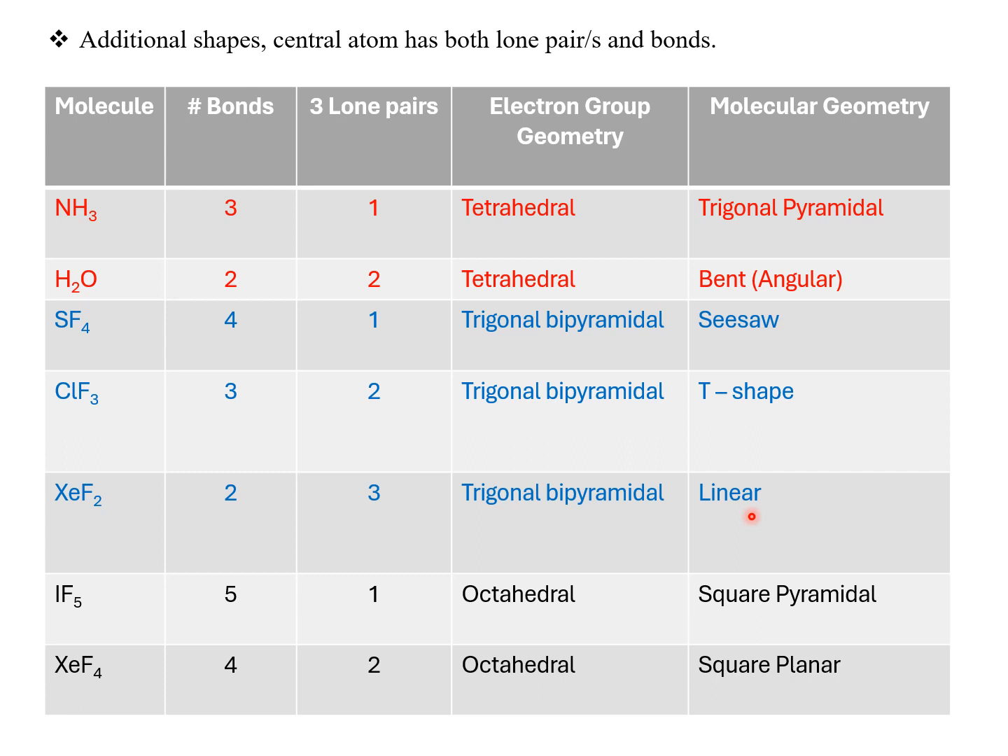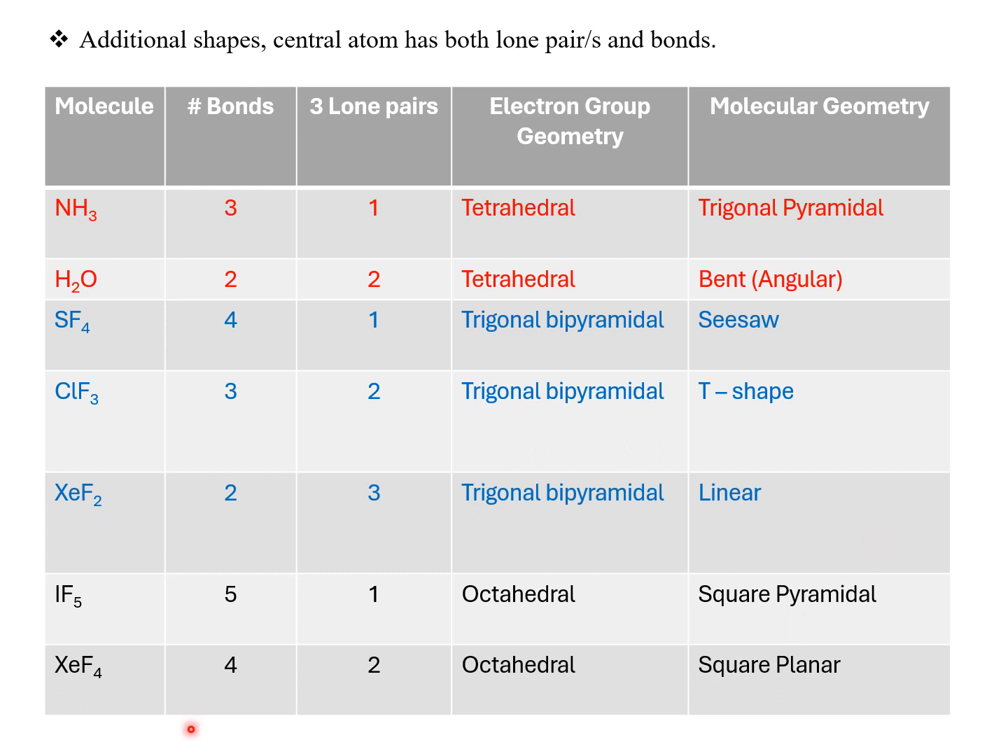And another way we can predict shapes as linear is when 2 bonds and 3 lone pairs are present, like in XeF2. The last two are octahedral electron group geometry. So octahedral, from the previous slide you can remember 6 groups attached to the central atom. Now among those 6, 5 are bonds and 1 is replaced with a lone pair. We call it a square pyramidal shape.